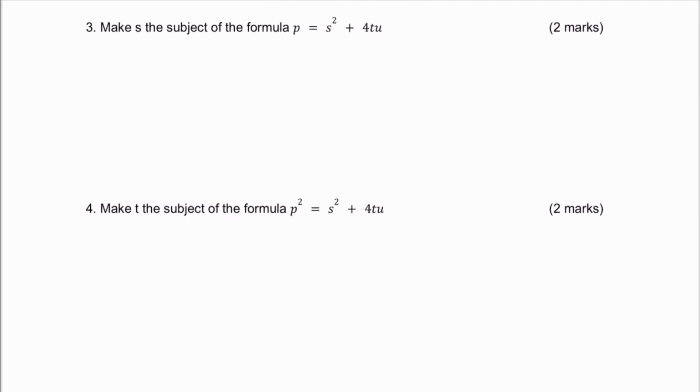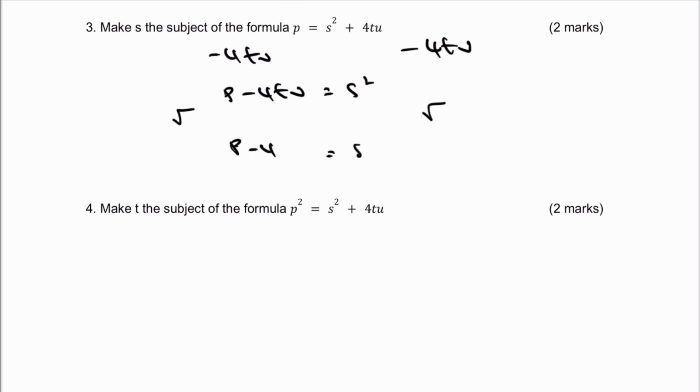Okay, let's move on then to question number 3. We're making s the subject. Now you'll notice it's s squared, but that's okay. I'm just going to use exactly the same principle in that I'm going to minus 4tu from both sides. So if I do that, I can write this as p minus 4tu, and that equals s squared. However, I don't want s squared, I want s on its own, so therefore I'm going to square root both sides, and if I square root both sides I get s equals the square root of p minus 4tu, and that would be the answer to that particular question.